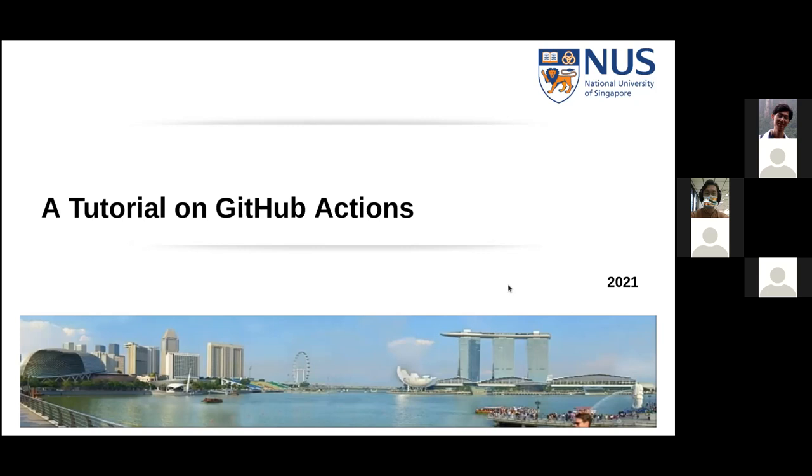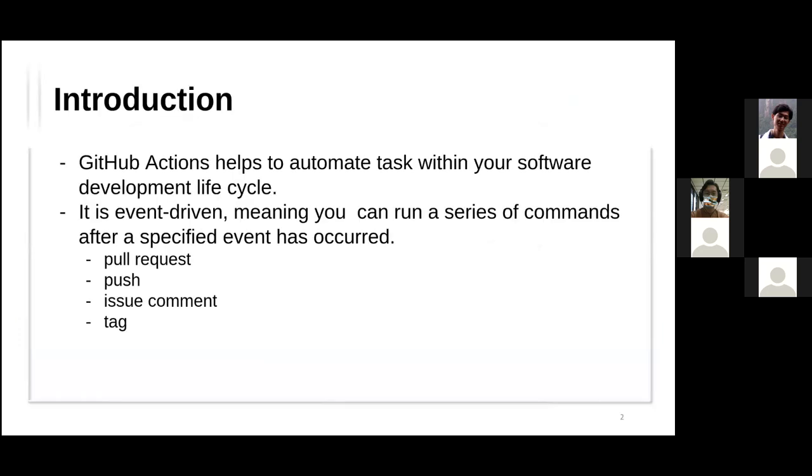Okay. So actually, GitHub Actions is a lot of just copying the templates. So you don't really need to make the repository to follow along. Okay, so I'll just get started. GitHub Actions is a way to automate some tasks within the software development lifecycle. And it is basically event-driven, meaning that you can specify a series of commands to run after an event has occurred. And these events are GitHub events, like pull requests, a push, an issue comment, or a tag. So basically, this event-driven system allows you to implement CI and CD.